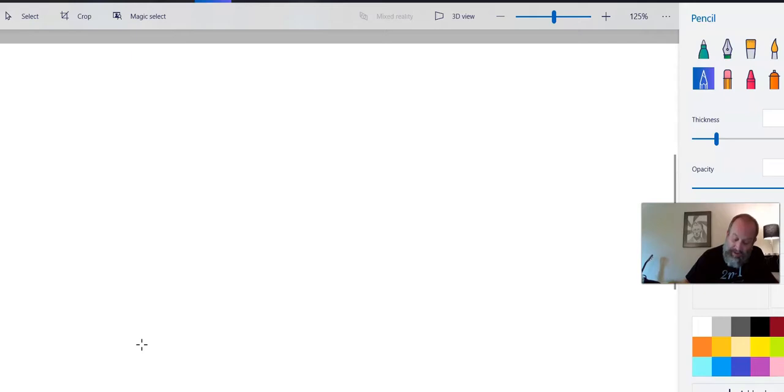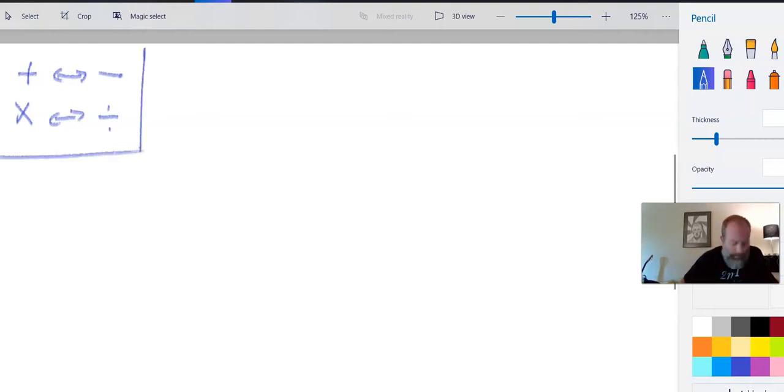One of those things is a quick review from last time. We want to remember that addition and subtraction undo each other, and multiplication and division undo each other. We want to remember those things first. Now, one of the things that we're going to need to use during today's lecture is something called the distributive property.